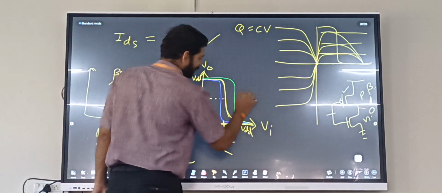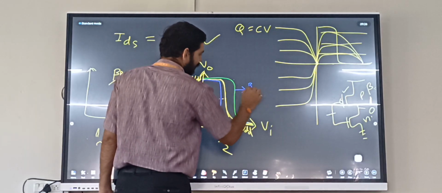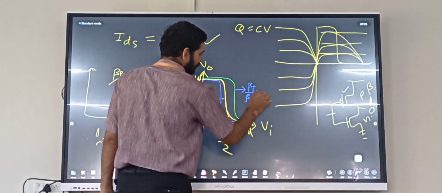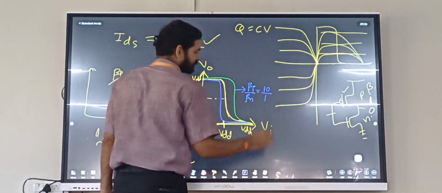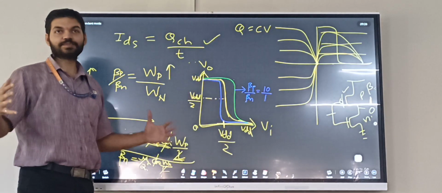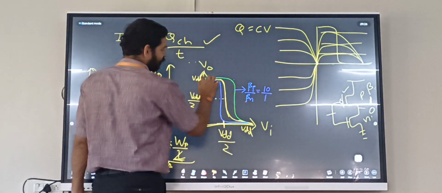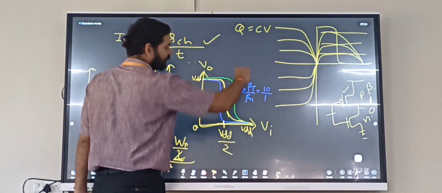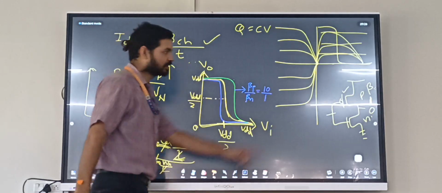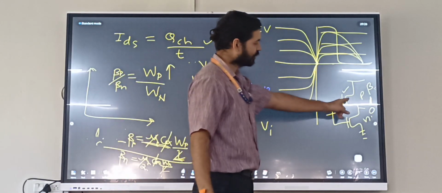Here, say this is beta P by beta N, maybe 10 by 1. PMOS is 10 times stronger than NMOS. Therefore, the output is staying for a longer time at logic high, because PMOS is stronger.